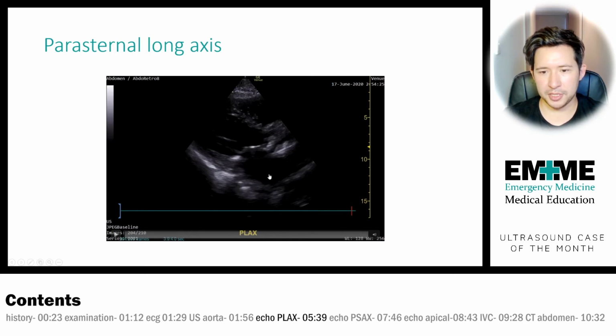The other thing is we want to see a 1-to-1-to-1 ratio of this left atrium, the aortic root, and the right ventricle, and we can see that the left atrium looks a bit bigger than the other two, so that suggests some left atrial enlargement.